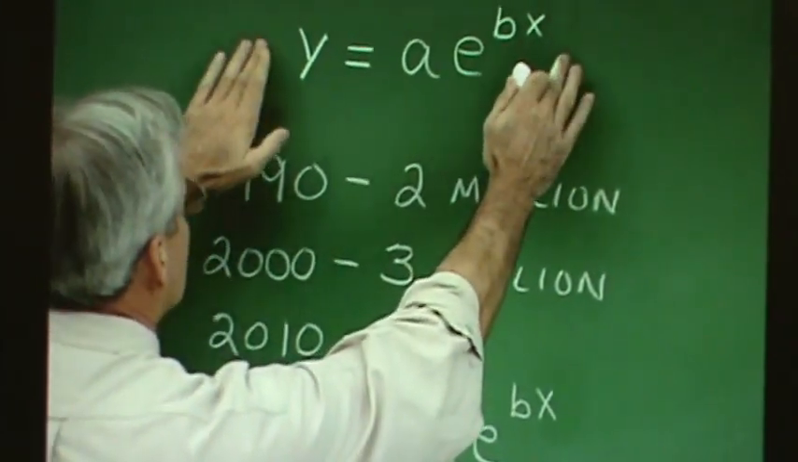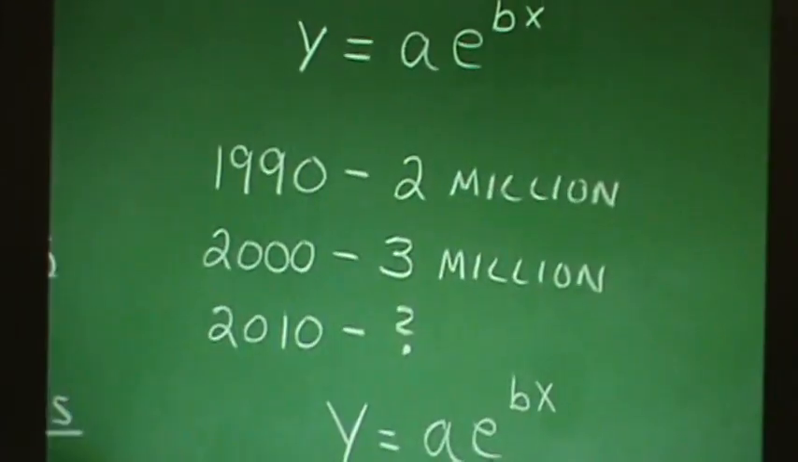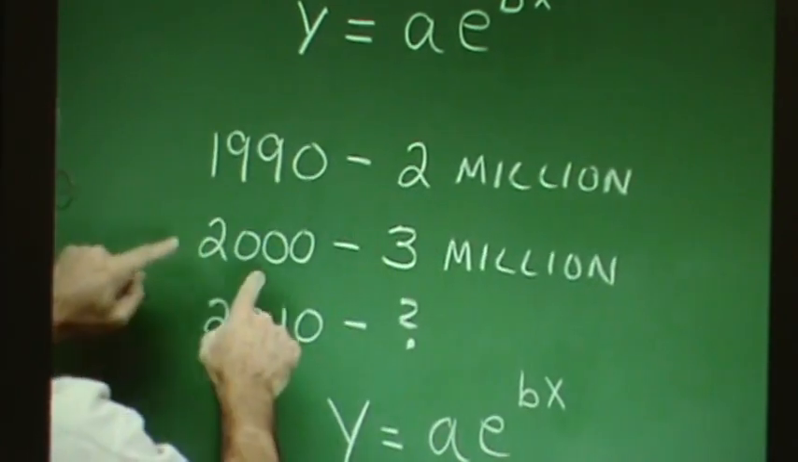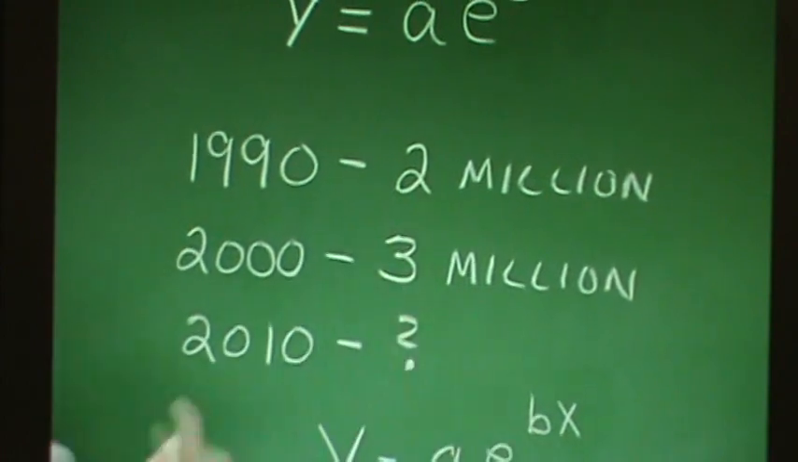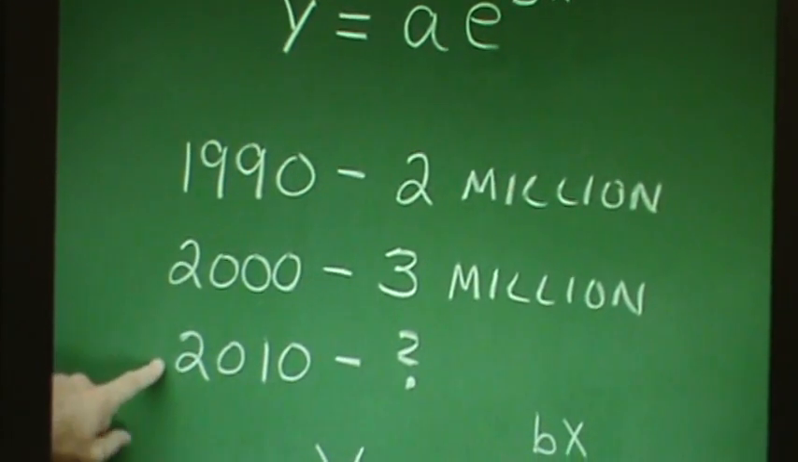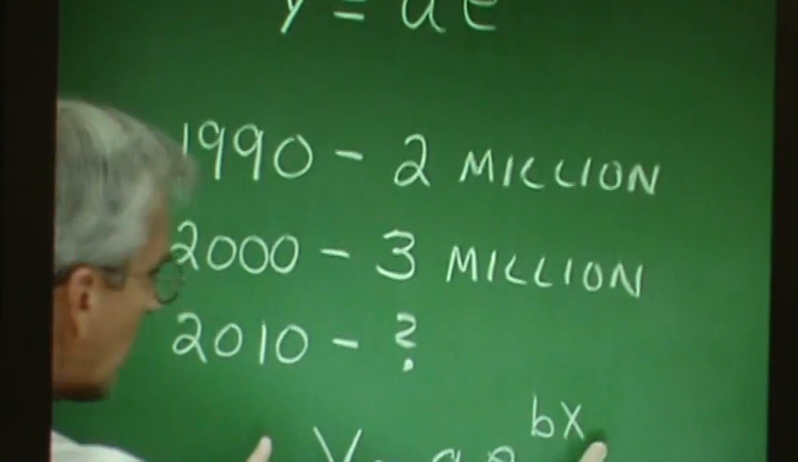Here's the model that we're building on. Let's say that in a city in 1990, the population of the city was 2 million, and in the year 2000, 3 million. We'd like to know the approximate population in the year 2010. Now, to start the process, we think about our model this way.